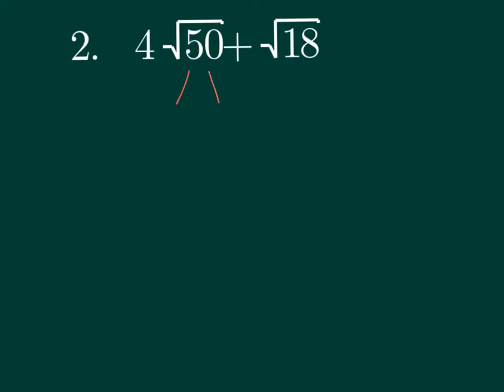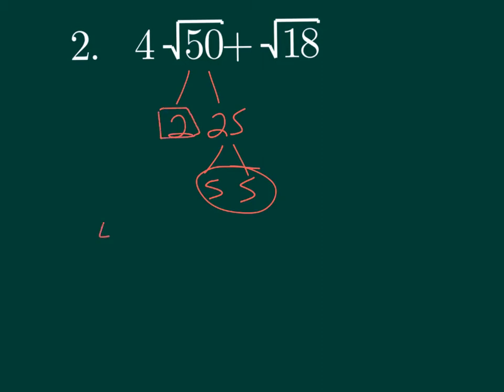So remember, we're just doing our factors. So 2 and 25 make 50. And remember, 25 is 5 and 5. There's our pair.